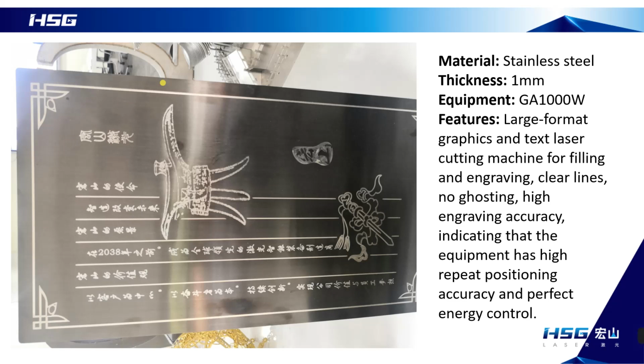This is a 1mm stainless steel, coated with a layer of black carbon on the surface. It is cut with a 1000 watt equipment. It is characterized by a large format graphics and text using a laser cutter to fill engraving, clear lines, no double image. The high precision of the engraving shows that the repeated positioning accuracy of our equipment is high. And the energy can be perfectly controlled because the power is between 300 to 400 watts at the time of marking.